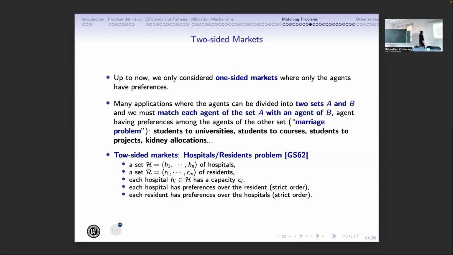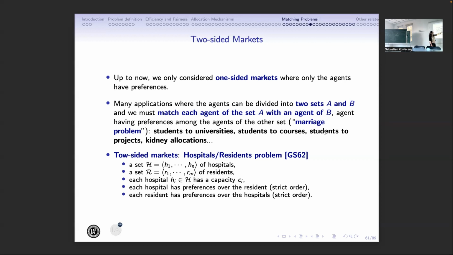So this is a very current problem. It is the problem of Parcoursup when you want to assign students to universities. But you may also want to assign students to courses, and the teachers in the course may have preferences over the students, depending on their marks or on the courses they have already attended.